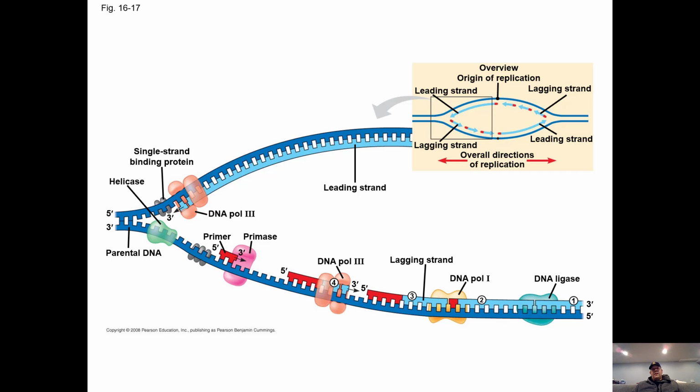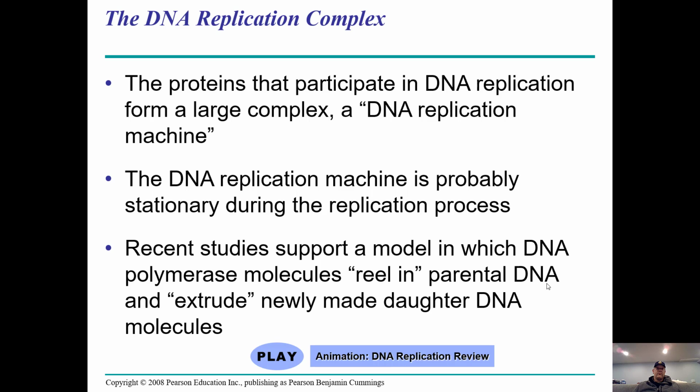So here it is in all of its glory. You can see the leading strand on top and how we have continuous replication. We have the lagging strand on the bottom where it's not continuous replication. And you can see we've got our different enzymes, whether it's primase, DNA polymerase 3, DNA polymerase 1, or ligase. All right, and that's our semi-conservative model of replication.